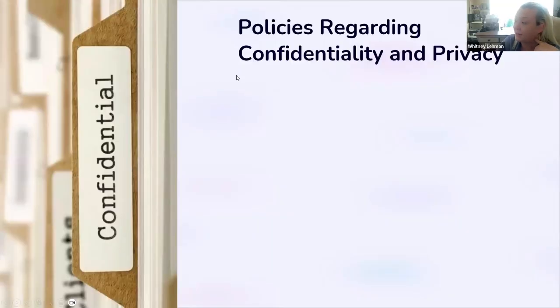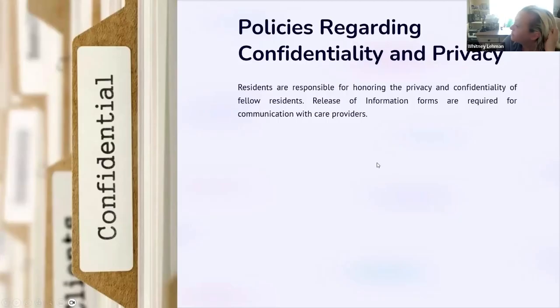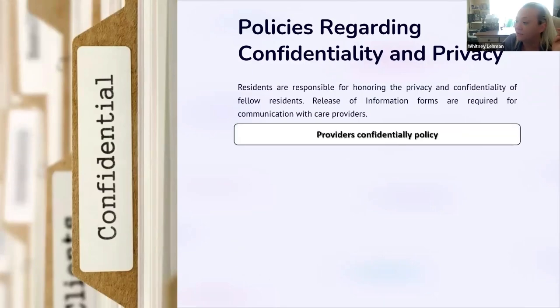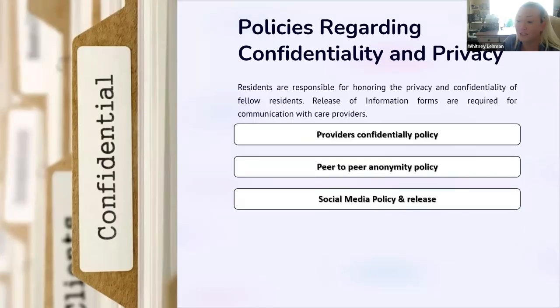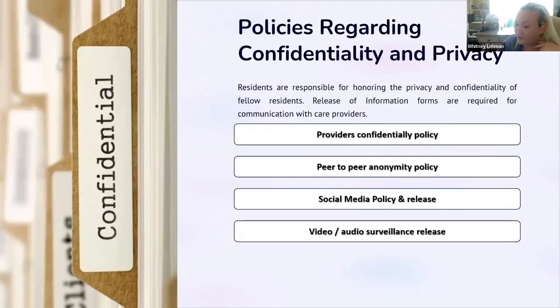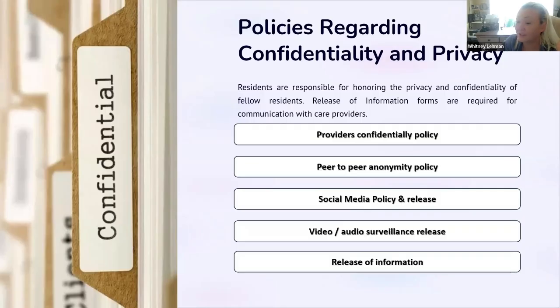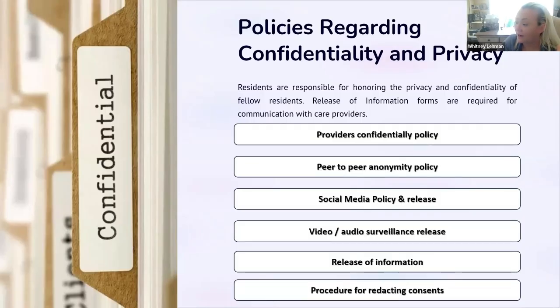Confidentiality policy and consent. Residents are responsible for honoring the privacy and confidentiality of fellow residents. Release of information forms are required to communicate with outside care providers. So we want to make sure that it includes your policy on confidentiality. It includes the peer-to-peer anonymity policy that residents need to respect, the social media policy and release. If you guys do have video and audio surveillance, we want to have a release on that, a sample release of information, and the procedure for redacting consents.